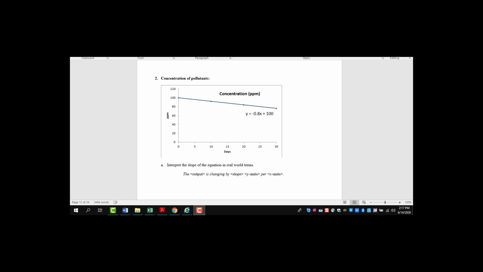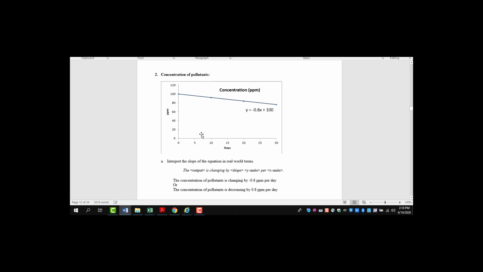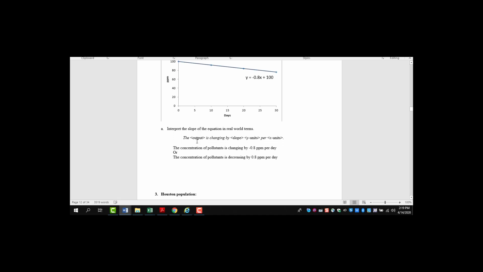You might want to hit pause. So these are the two ways that you can interpret it. You can say the concentration of pollutants, because that's the output. These are the units of the output. The concentration of pollutants is changing by negative 0.8 parts per million per day. Parts per million per day. Another way of saying it is the concentration of pollutants, which is right here, is decreasing by 0.8 parts per million per day. The slope, parts per million per day, there's the numerical value.